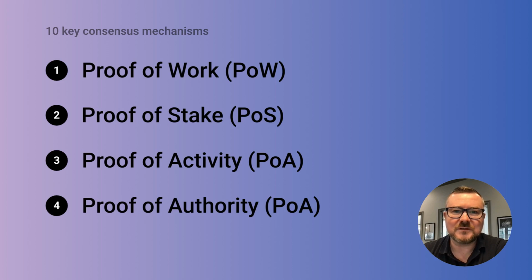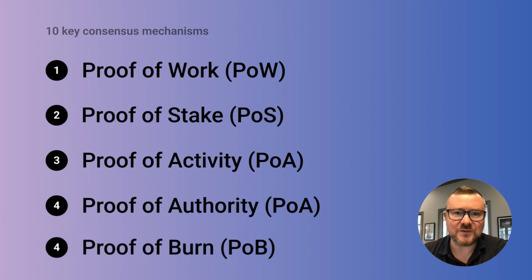Proof of Authority, POA. Proof of authority relies on reputation rather than computational power or token ownership. Validators are pre-approved participants in the network who risk their reputation to validate transactions. This model works well for private or consortium blockchains where trust among validators is critical.